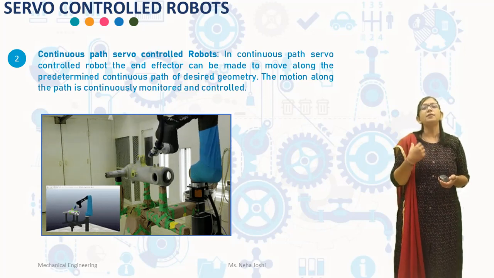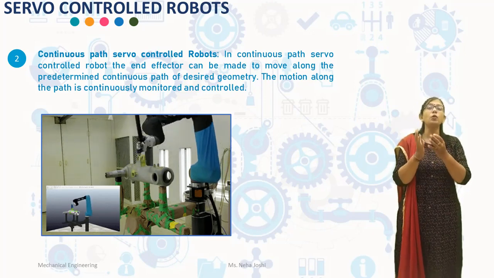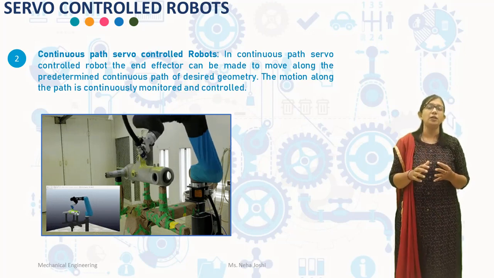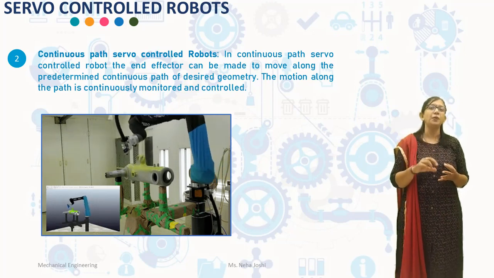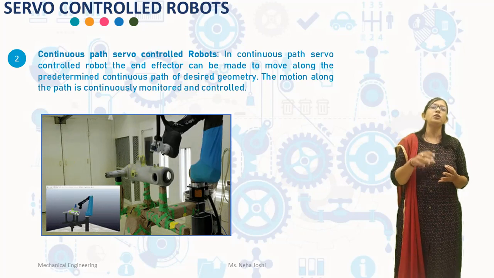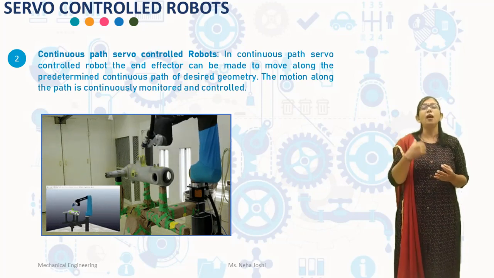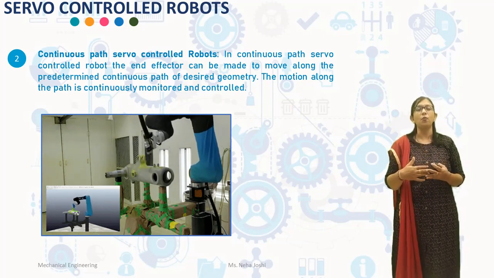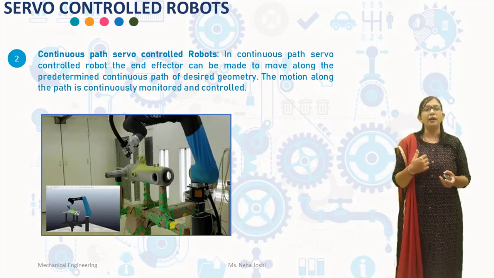Continuous path servo control robots have a low load carrying capacity and narrow reach. Such robots are used for spray painting, arc welding, polishing and grinding. Here you can see how a continuous path servo control robot is used in spray painting.